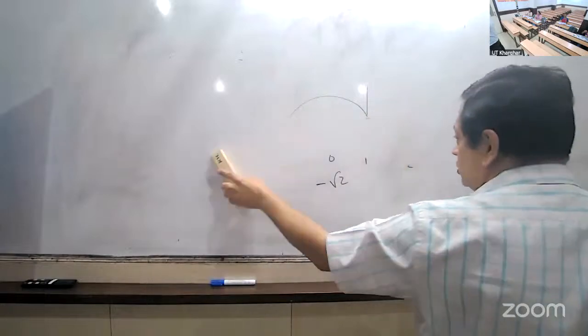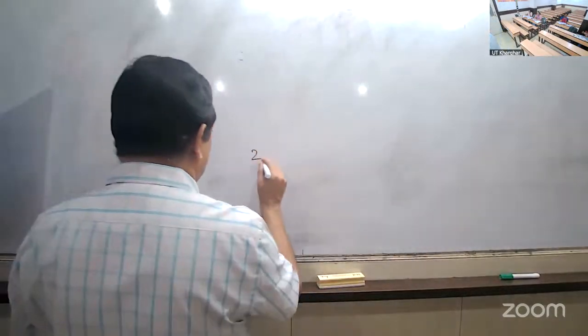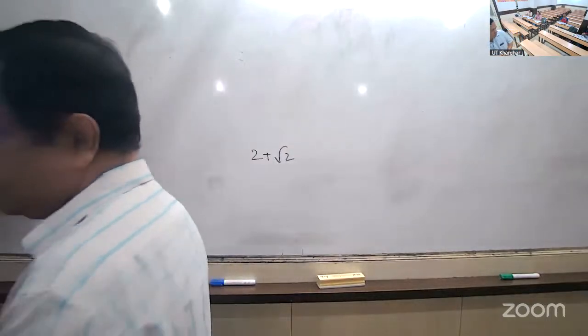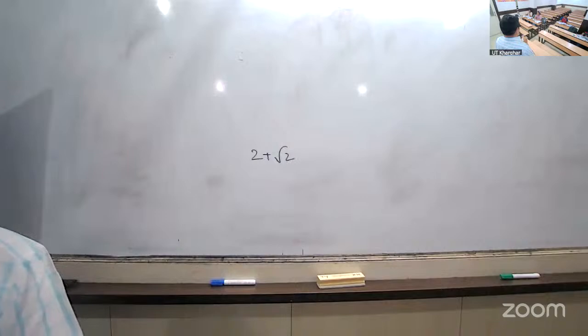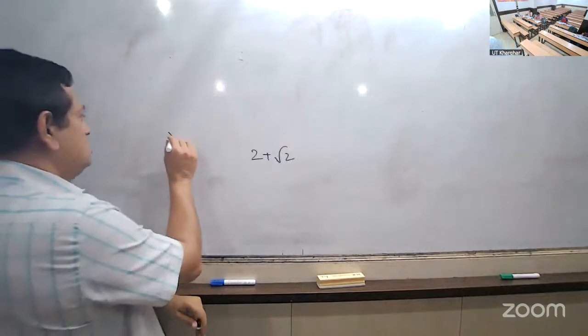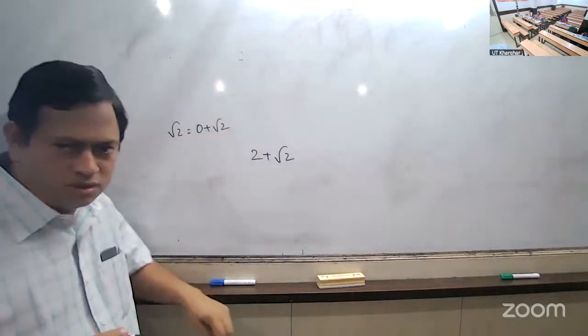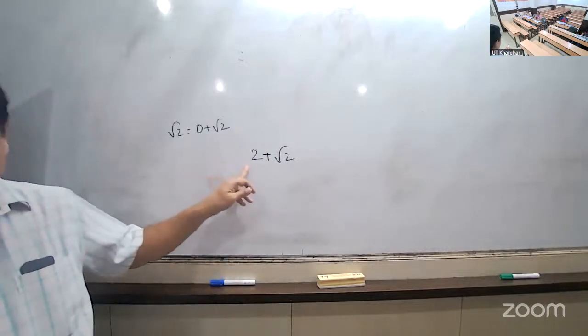Okay. Now, is it clear? Now look here. If I want to find 2 plus root 2, do you know how to do it? 2 plus root 2. You know how to draw root 2? Root 2 is the same as 0 plus root 2. Yes or no? Now, 2.